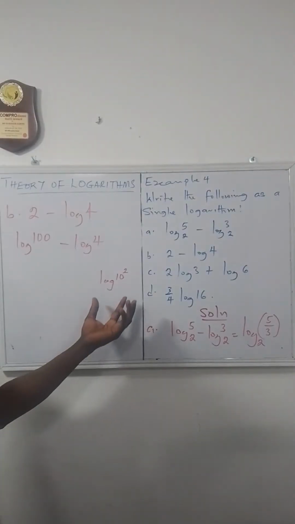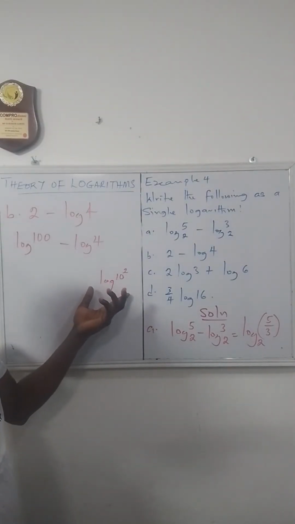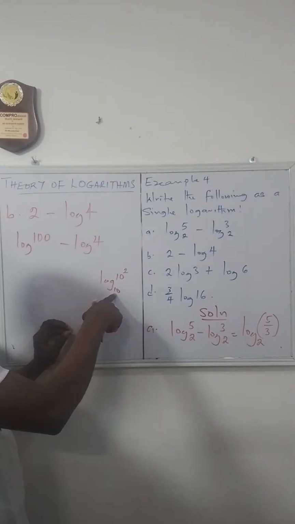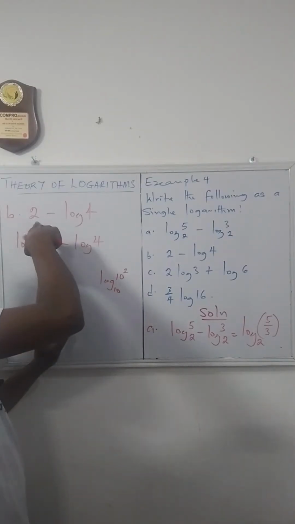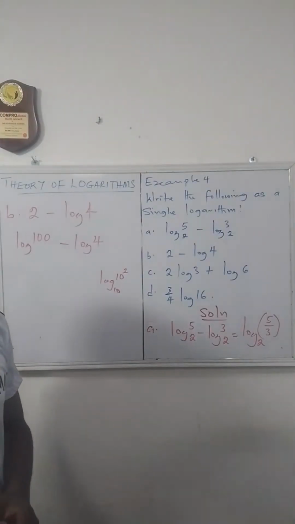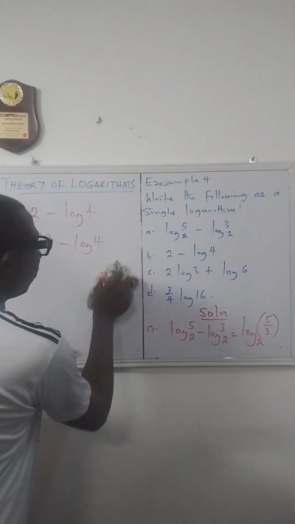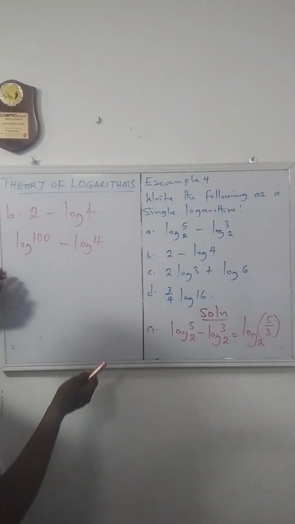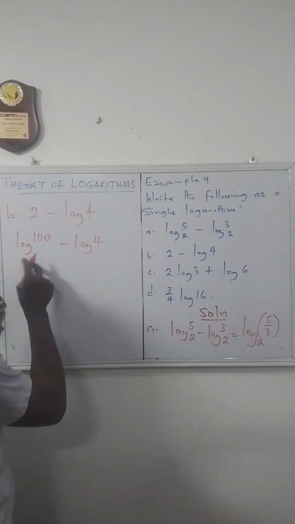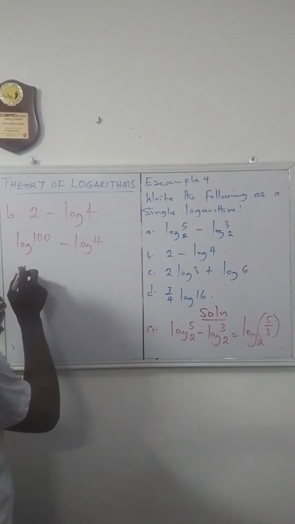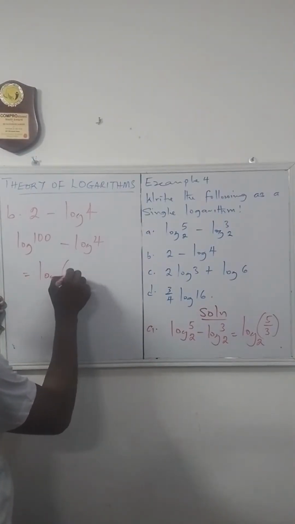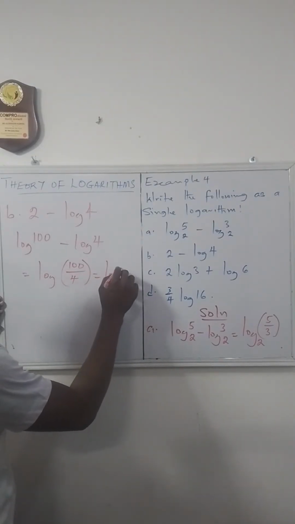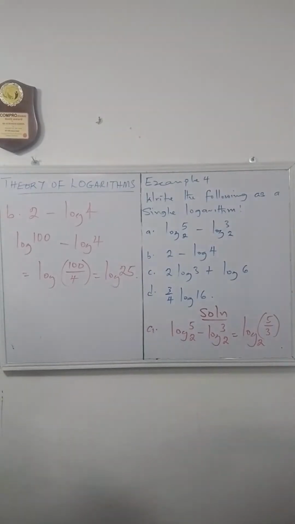And don't forget, by definition of logarithm, logarithm of a number to a given base is the power to which the base, because this is in base 10, the power to which this base will be raised to give 100, and that is 2. So which is what we have here. So logarithm of 100 is 2. So logarithm of 1000 is 3. So logarithm of 10 is 1. So now we can apply the second law. So when subtracting, you divide. So this is going to be logarithm of 100 over 4. And that gives you logarithm of 25. So that is the answer to that.